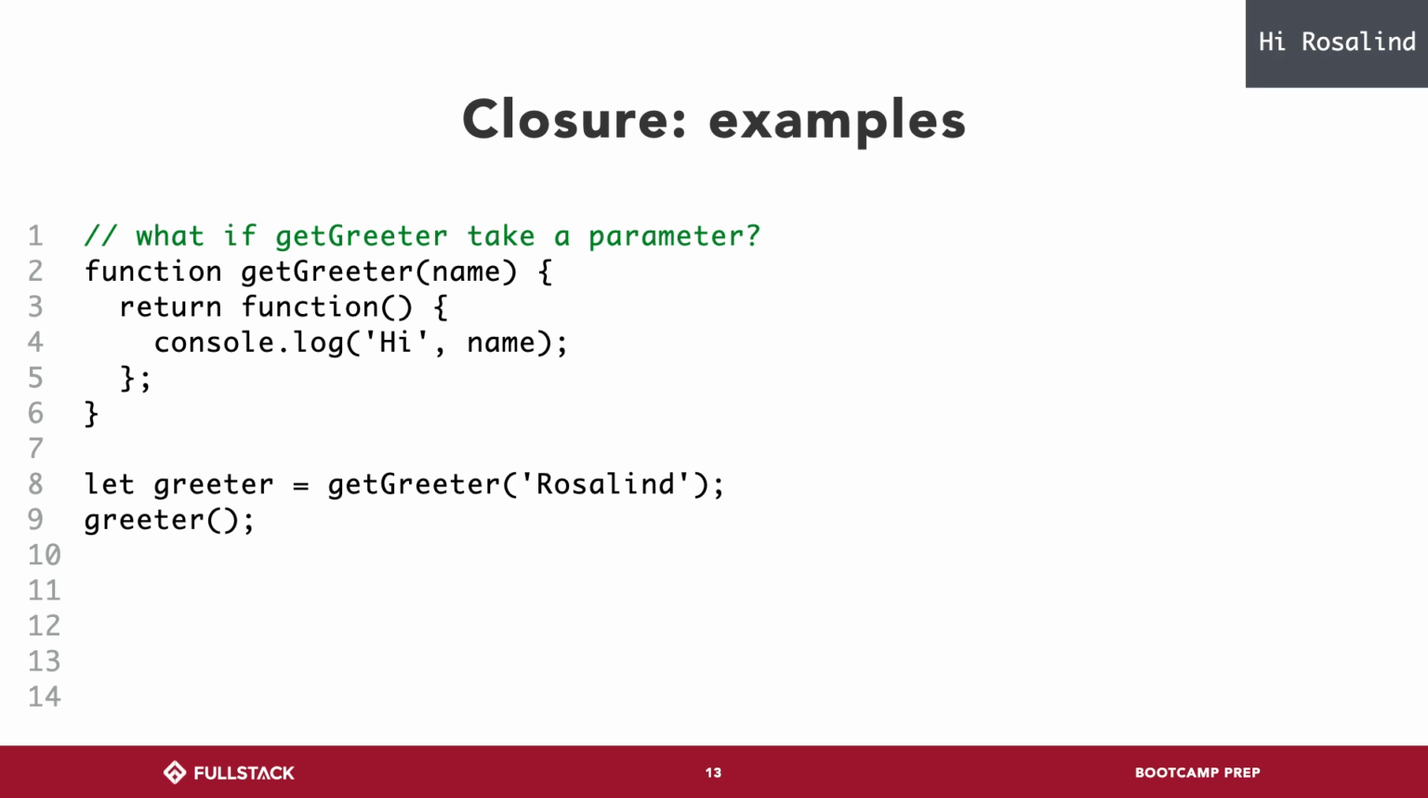I feel like this might be a little harder to understand, but it's literally the same thing. When you think about it, parameters are just variables that are being declared at a function's definition. And since console.log hi name is using that parameter, this function that's being returned is using that parameter. So when you set greeter to be equal to this function, getGreeter takes in a parameter, so you have to pass that parameter there, not here, because this function takes nothing.